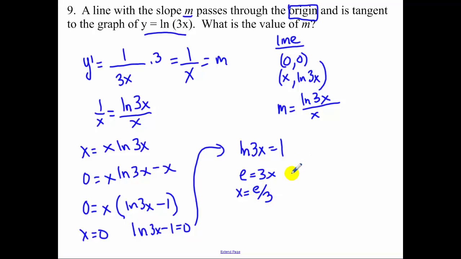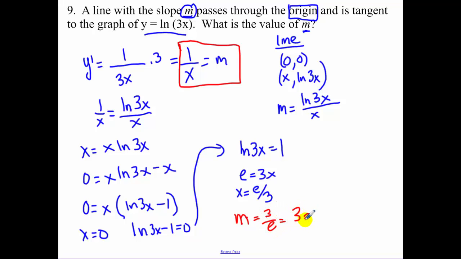Now be careful here. We're looking for m, not x. Make sure you're answering the question. What is the value of m? We know that m is equal to 1 over x. So therefore, m is equal to the reciprocal of that, which is 3 over e. Our book, for some reason, is writing it like 3 times e to the negative 1.